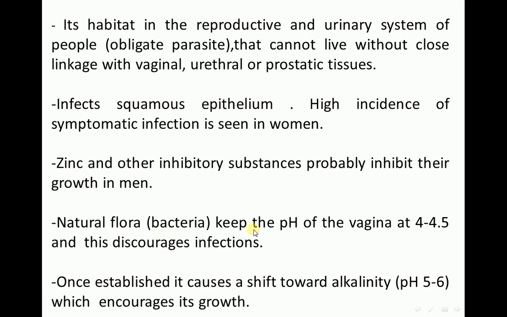Natural flora keep the pH of the vagina at 4 to 4.5, and this discourages infections. Once established, the parasite causes a shift toward alkalinity, pH 5 to 6, which encourages its growth.